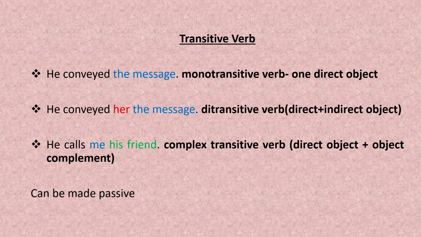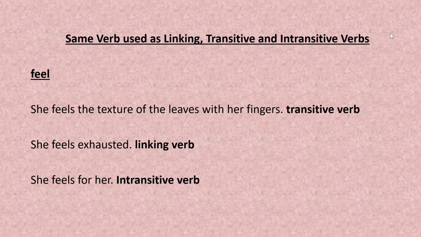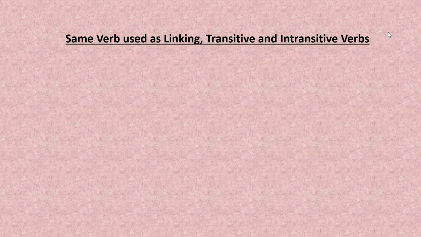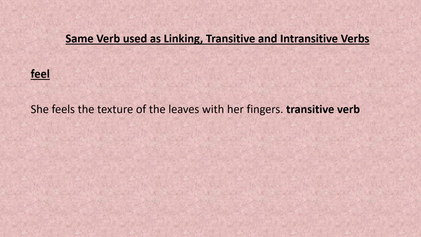Transitive verbs can be turned into passive voice unlike intransitive and linking verbs, because transitive verbs contain an object. It is possible that one verb can be used as a linking, transitive and intransitive verb. Let us see how. For example, the verb is feel. She feels the texture of the leaves with her fingers. In this sentence, the texture of the leaves is an object. She feels what? The texture of the leaves. So here, feels is a transitive verb.